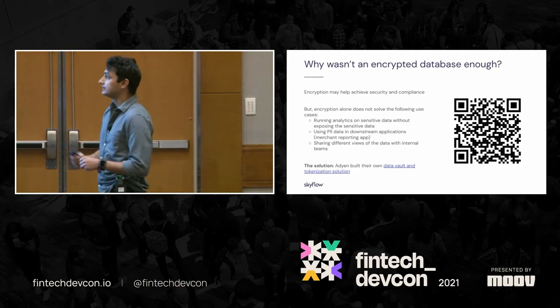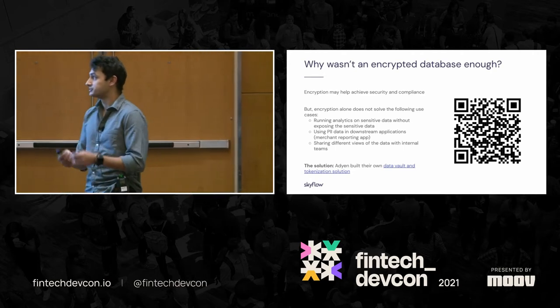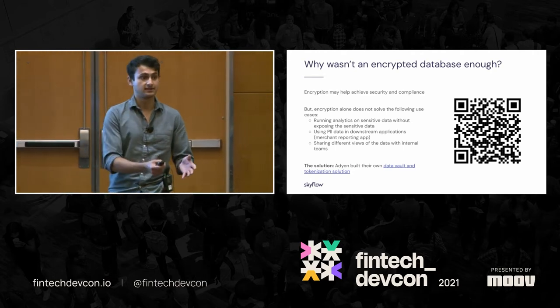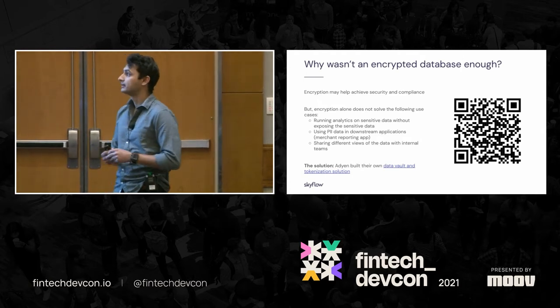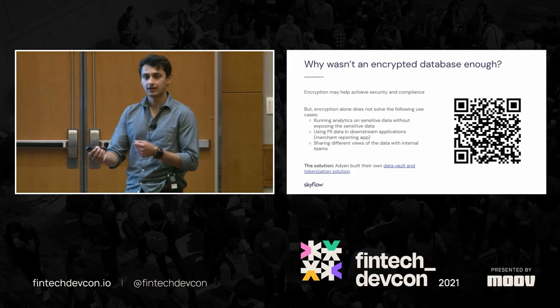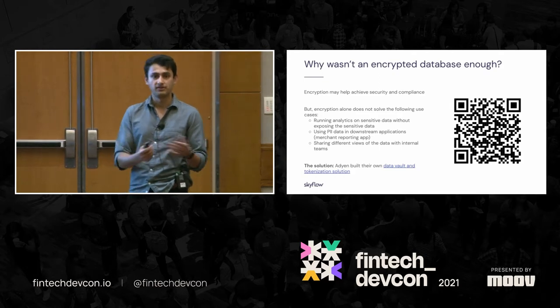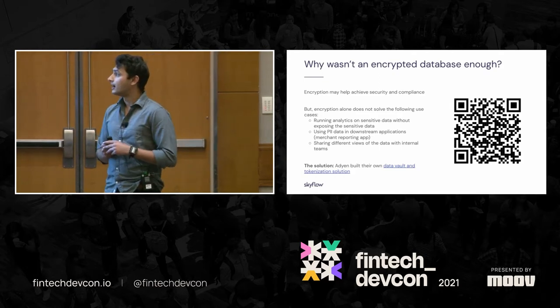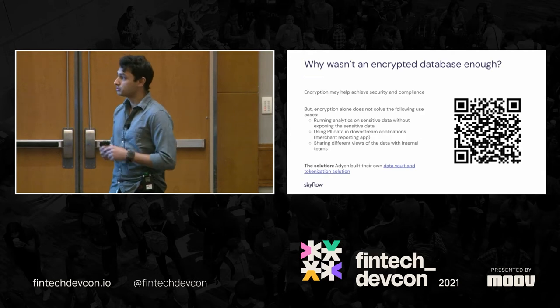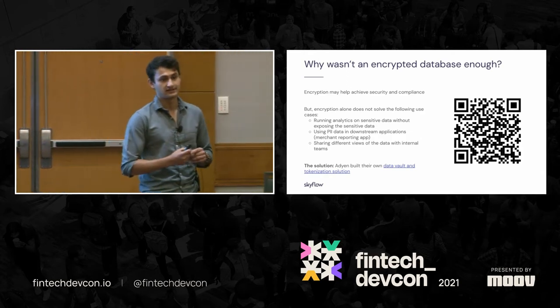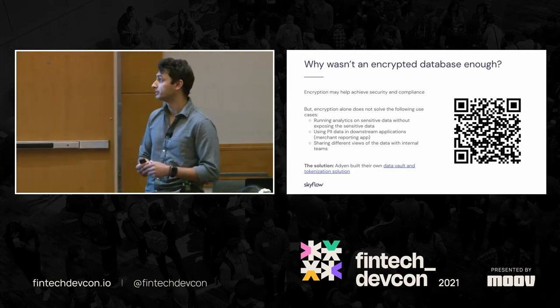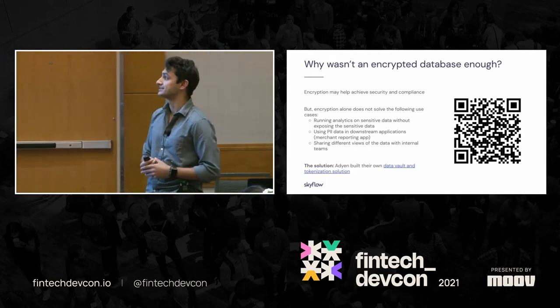And then finally, how do you share different views of that data with internal teams? Again, going back to that use case with marketing, billing, anti-fraud, how do you share the right columns or rows with those teams? With encryption alone, you can't, which is why an encrypted database wasn't enough. And so the solution is that Adyen built their own data vault and tokenization solution.